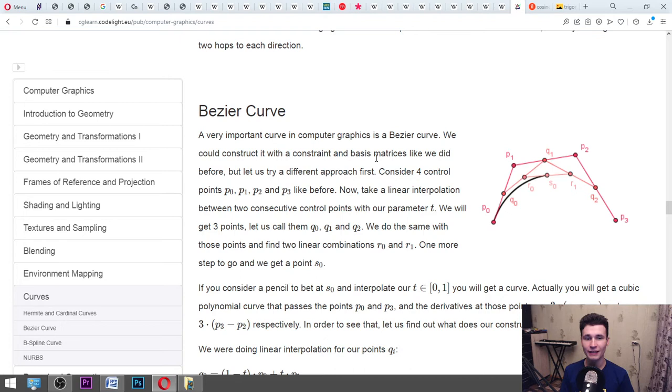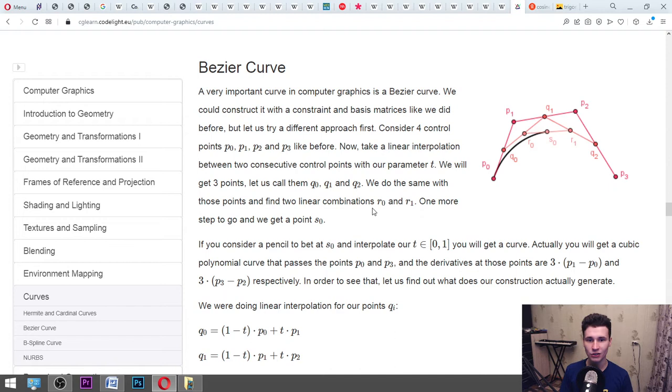Now take a linear interpolation between two consecutive control points with our parameter t. We will get three points. Let us call them Q0, Q1 and Q2. We do the same with those points and find two linear combinations R0 and R1. One more step to go and we get a point C0.